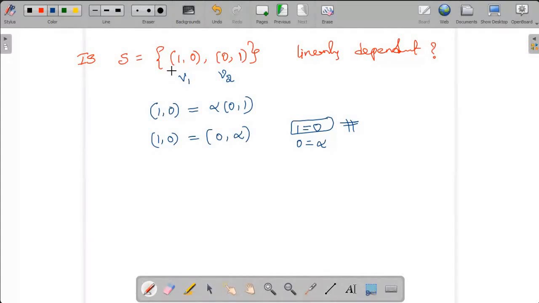Similarly, you can see that the second element also cannot be expressed as a multiple of the first element. Therefore, we conclude that this set is not linearly dependent. If you find such a set, we call that set linearly independent. So the conclusion here is S is linearly independent. I'll give you one more example.